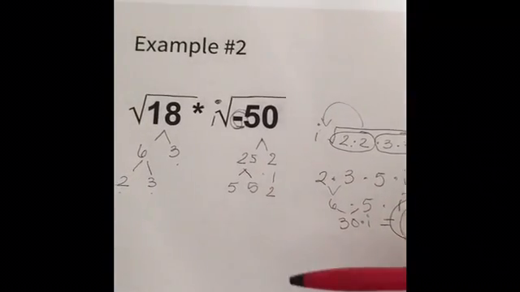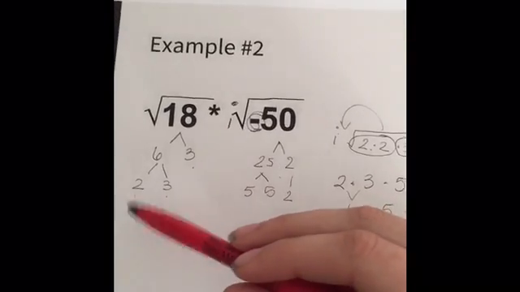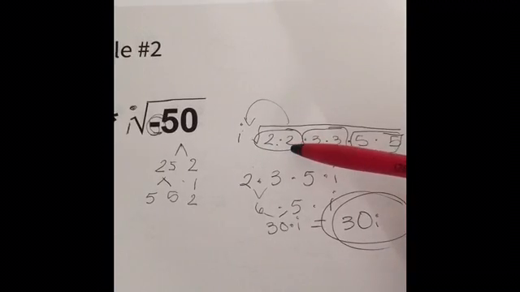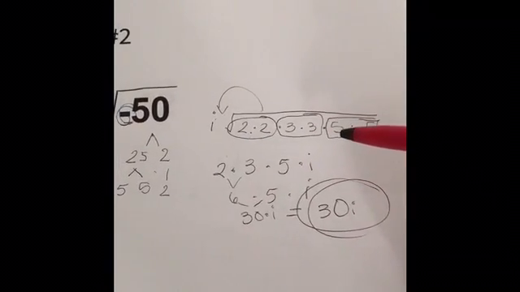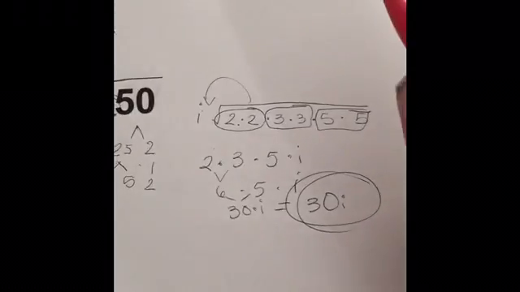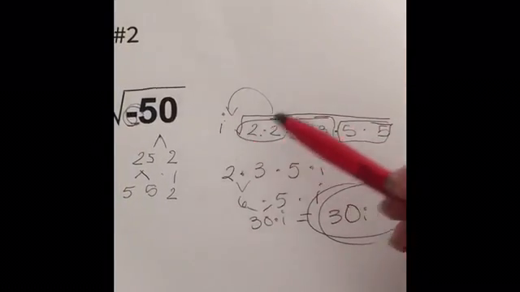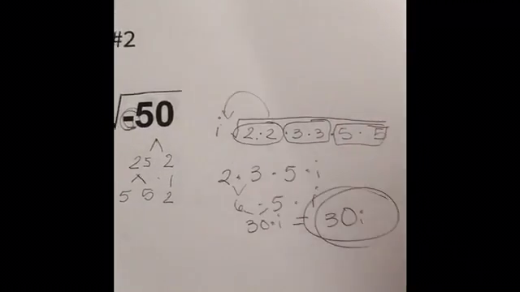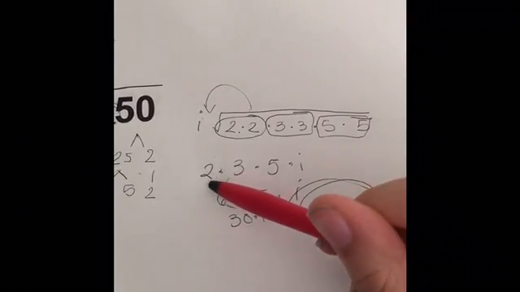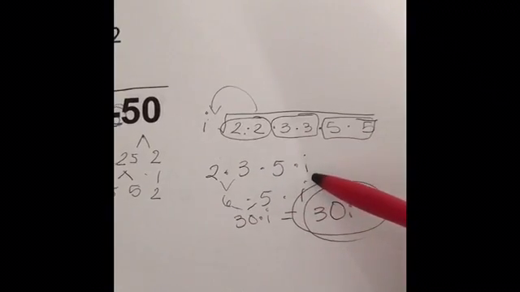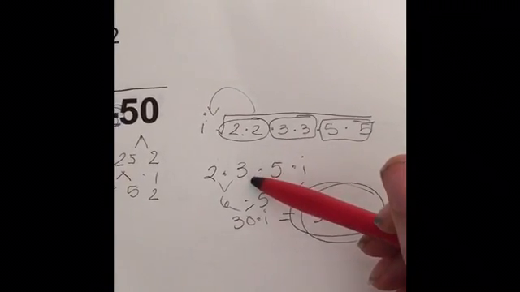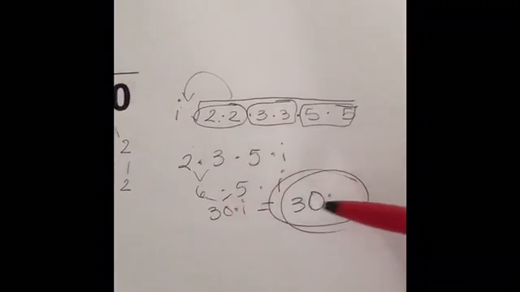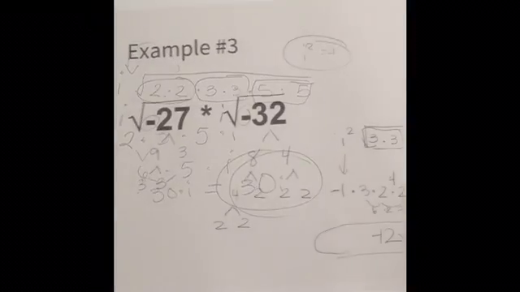Once that's done, you gather all the prime factors and put it all under one square root. So 2 times 2 times 3 times 3 times 5 times 5. Once that's done, you pair them up and put them all outside the square root. So it's going to cancel out the square root completely. So now you're left with 2 times 3 times 5 times i. You multiply them all together, it will equal 30 times i, which is 30i. Example number 3.